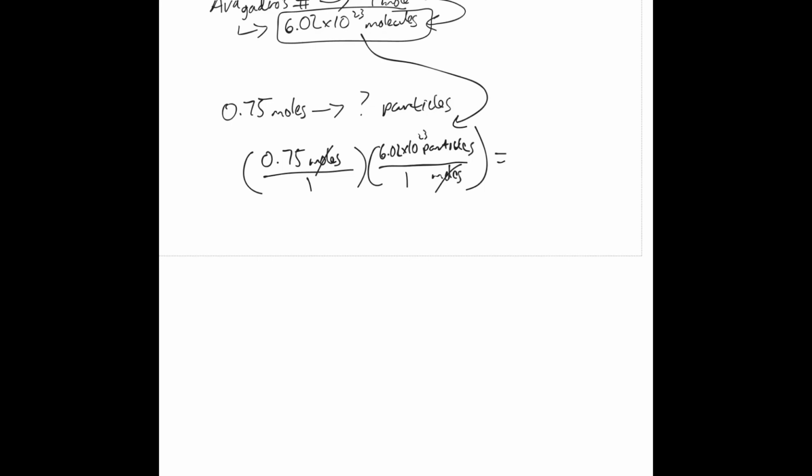And if we multiply across, that's going to give us a grand total of 4.515 times 10 to the 23rd particles. Right? We're just using that relationship to find the number of particles. So let's go down here. Let's do another example, particles to moles.